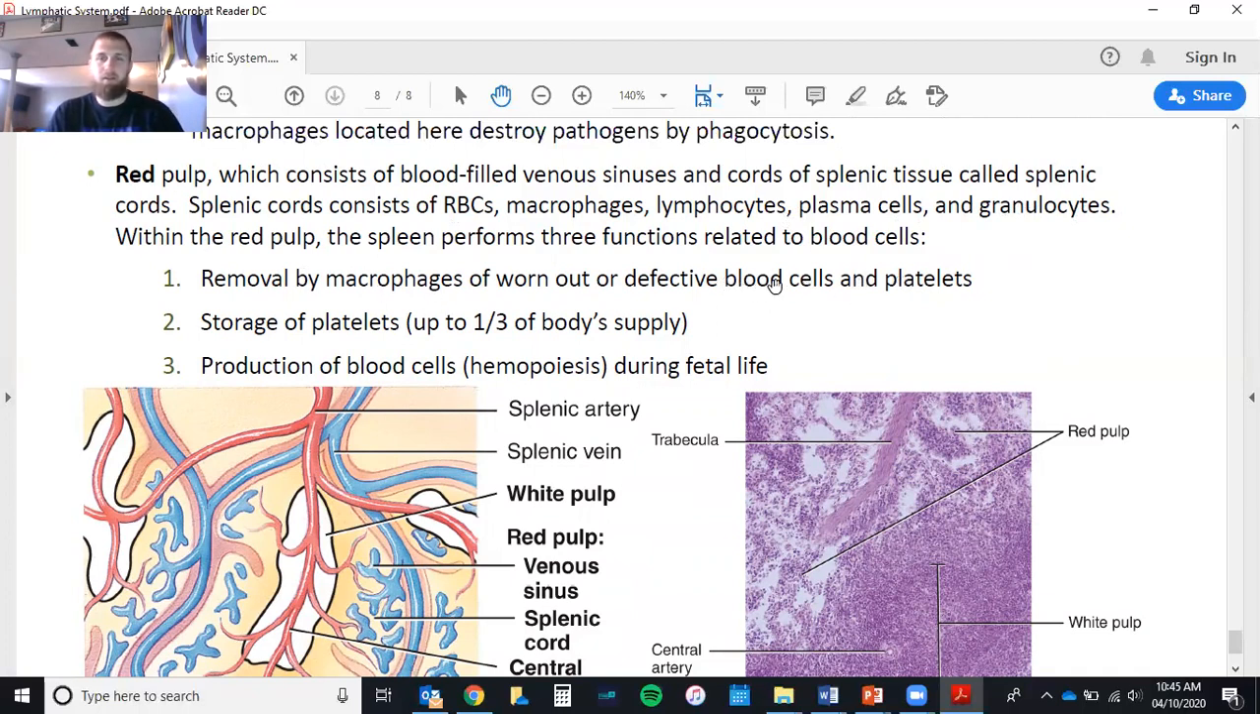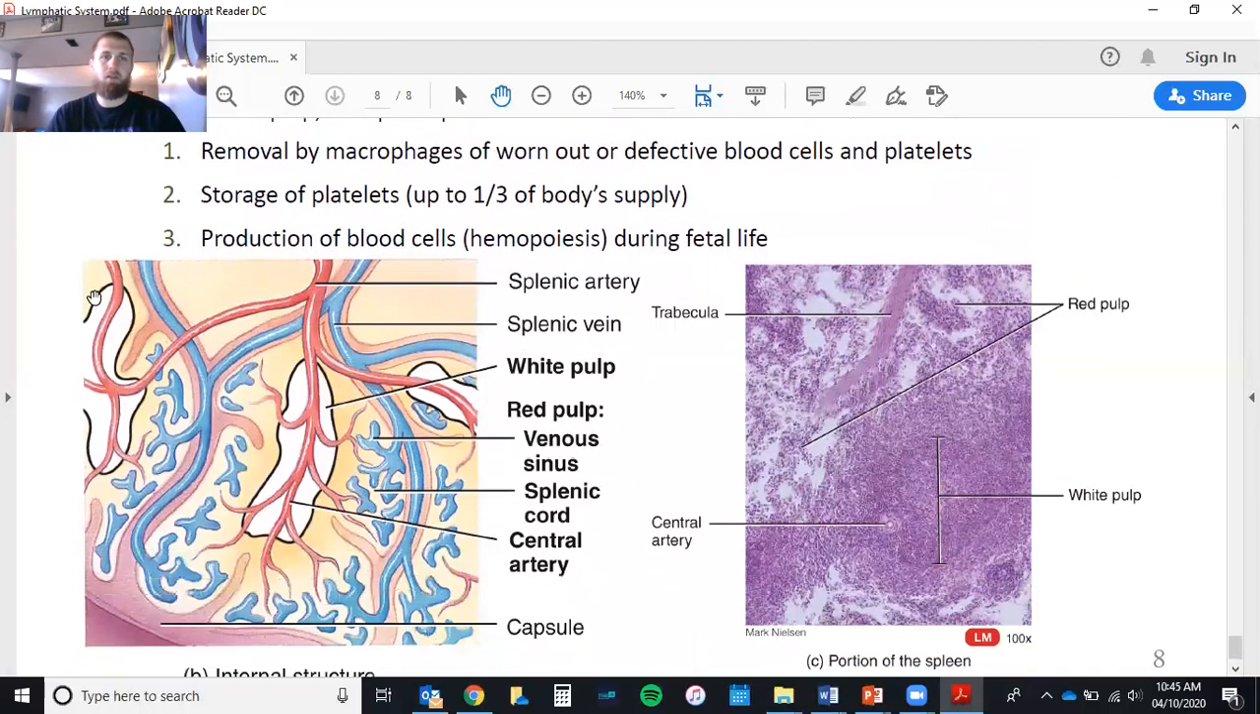We talked about in our last lecture how red blood cells wear out over time. This is where they can be removed from our bloodstream. Same thing for platelets. This is done by those macrophages, those Pac-Man that will chew up and digest those things. We store up to 1/3 of our body's supply of platelets within our spleen. And then during fetal life, we talked about this at the end of the last lecture, we perform hemopoiesis, the production of blood cells, also known as hematopoiesis, before we develop our bone marrow later in fetal life.